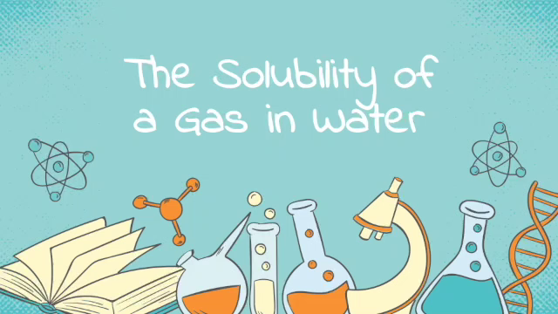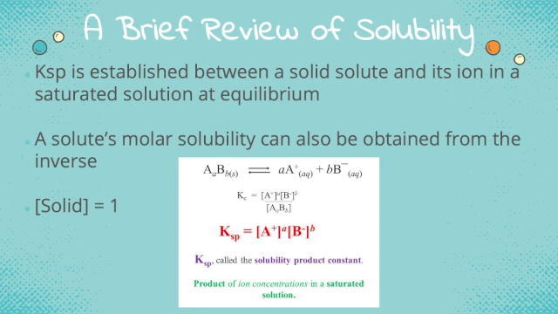Today, we will be exploring the solubility of a gas in water. To review an earlier unit, solubility is defined as a property of a chemical substance called solute to dissolve in a solvent. Throughout the course, we learned that the equilibrium constant for the equilibrium established between a solid solute and its ions in a saturated solution can be represented by Ksp, the solubility product constant.